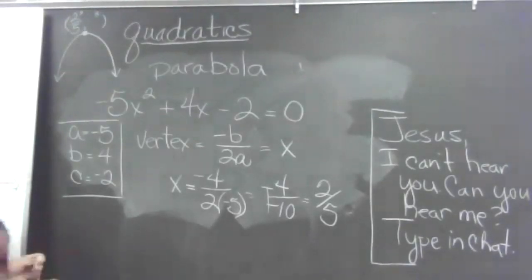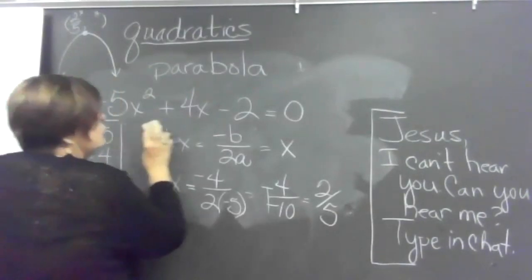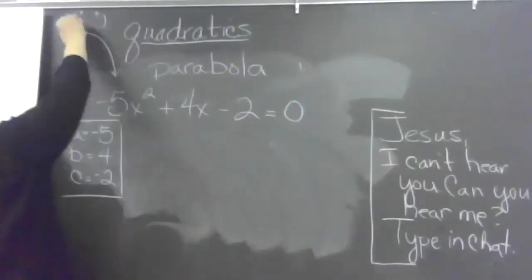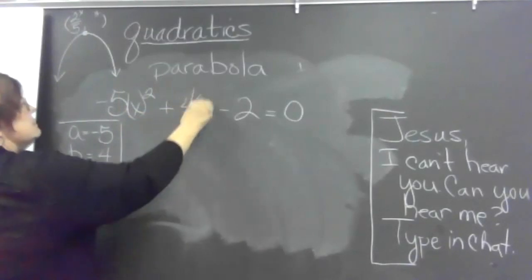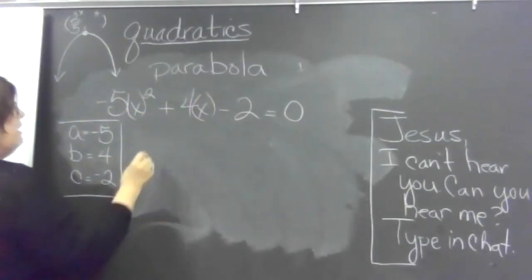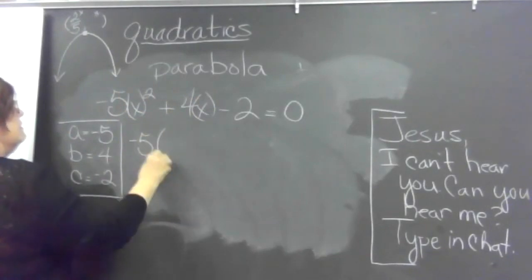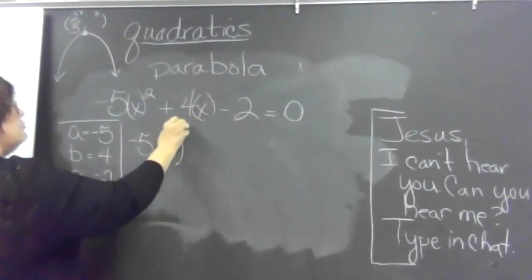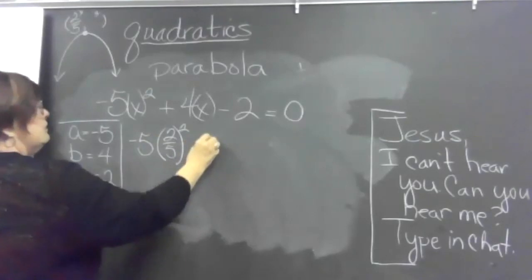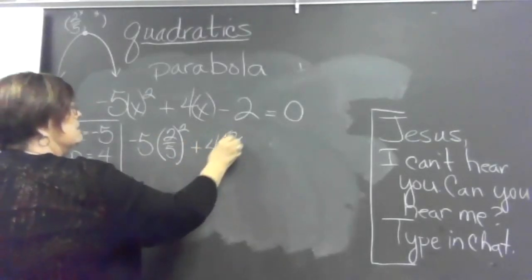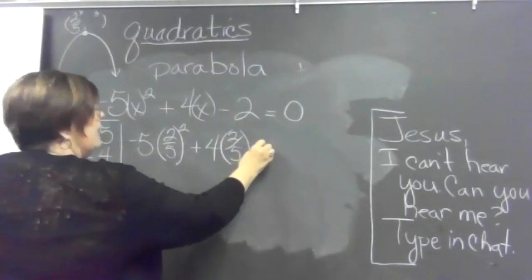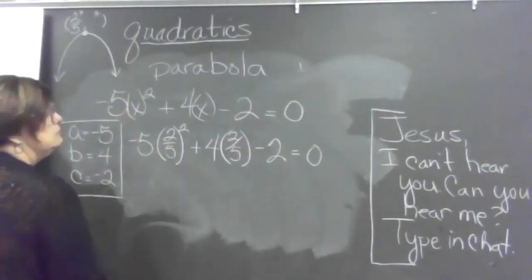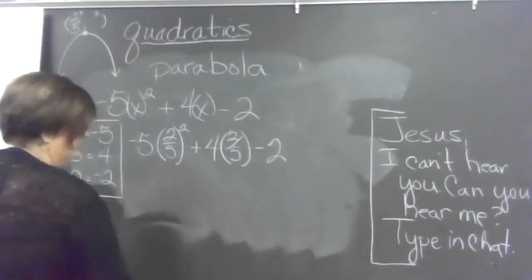Now, there is another formula for the y part, but what I do is just plug in your x part everywhere there's an x. So now I have negative 5 times 2/5 squared plus 4 times 2/5 minus 2 has to equal 0. Well, we'll do that for now.